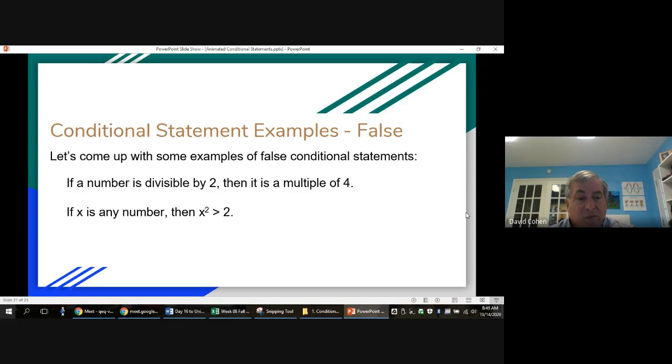If x is any number, then x squared is greater than 2. What about 1? 1 squared is just 1. If you're an NBA player, then you are at least 6 feet tall. At least when I was watching the NBA, I remember Spuds McKenzie being 5'6".